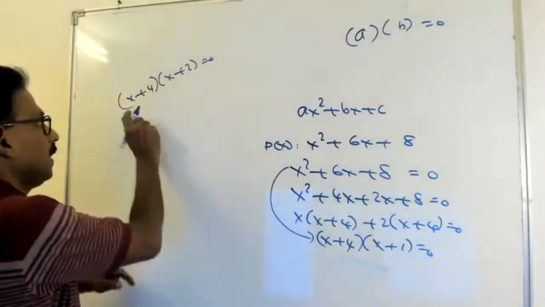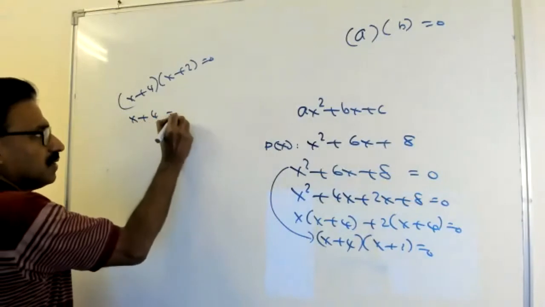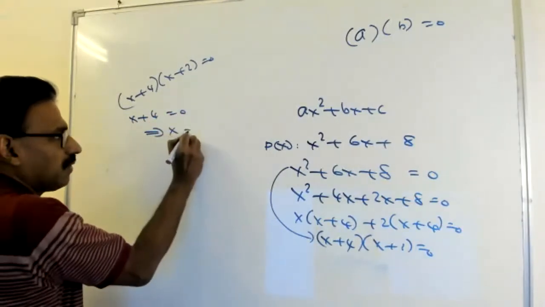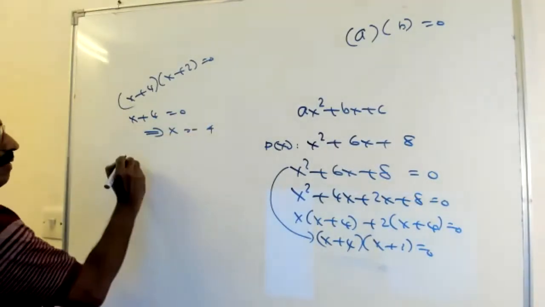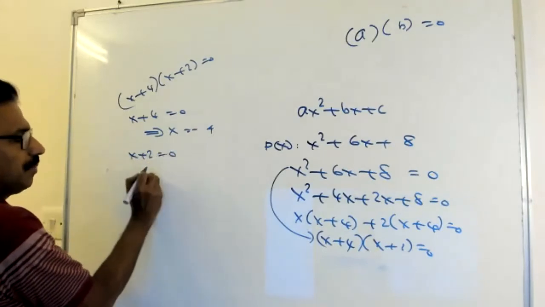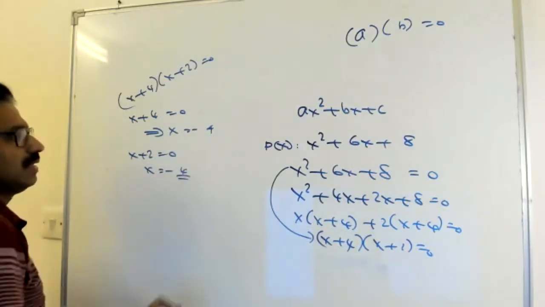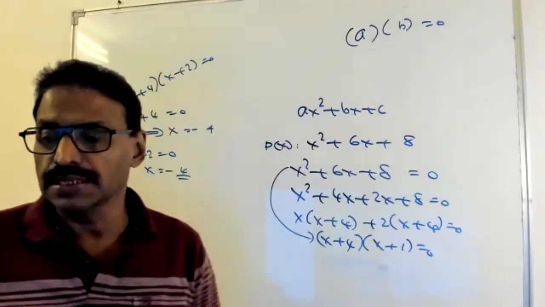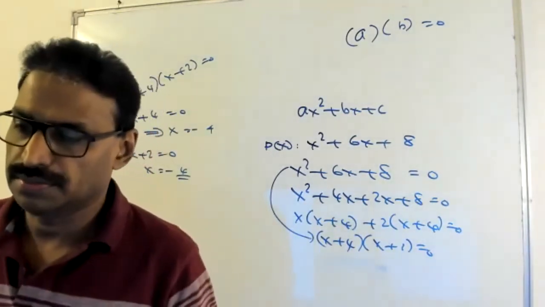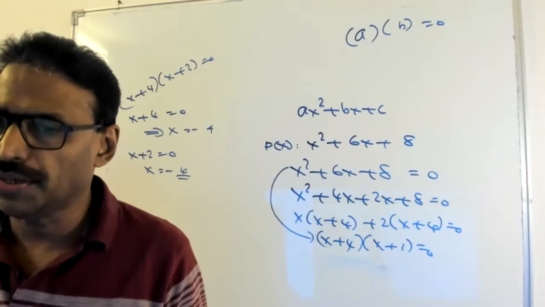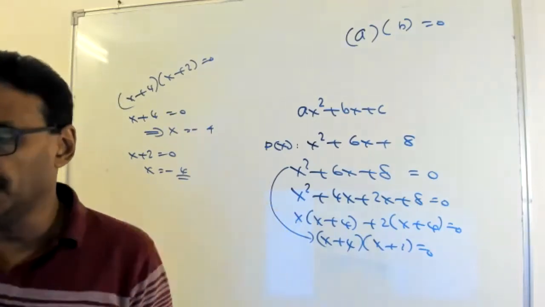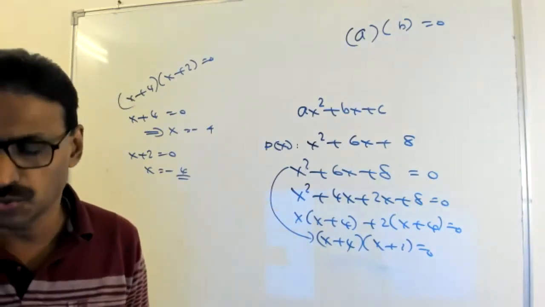So now here x plus 4 equal to 0, which implies x equal to minus 4. And x plus 2 equal to 0 means x equal to minus 2. This is the way of finding the zeros. Clear or not? Are you okay? Anyone had doubt how to find? I'll give two small examples.